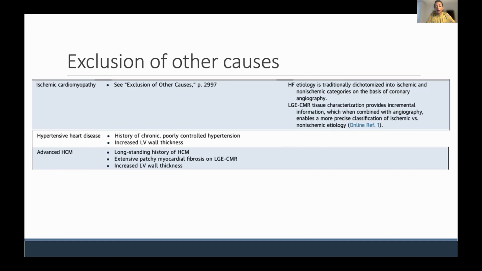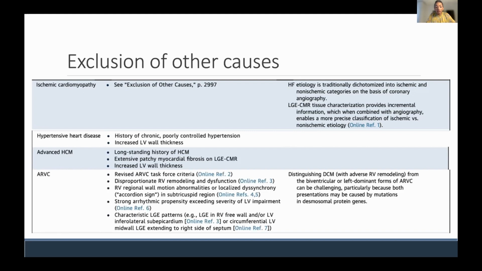These are burned out end-stage HOCM patients with a very dilated LV. They may have a long-standing history of hypertrophic cardiomyopathy, increased wall thickness, extensive patchy myocardial fibrosis on LGE, as well as positive genetic testing.